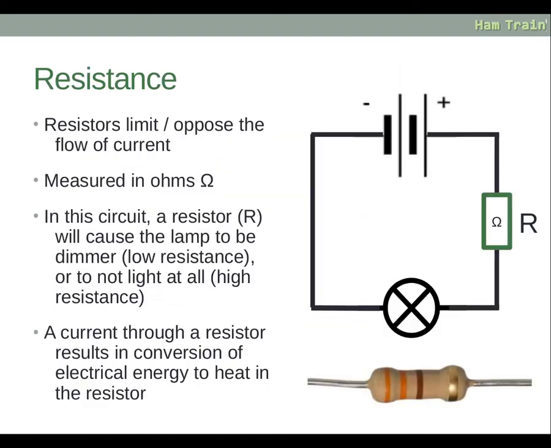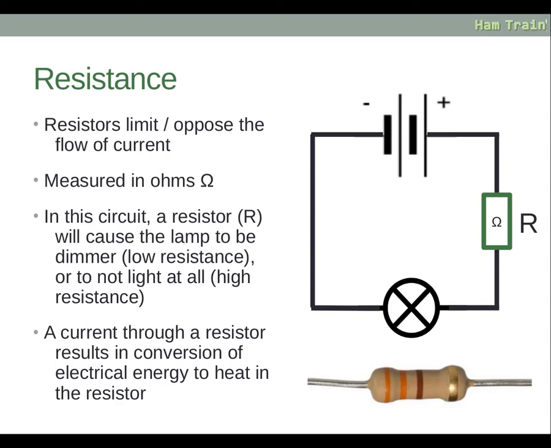Next is resistance. Resistors are components that limit or oppose the flow of current. They slow it down. They decrease it. This is measured in ohms, and the symbol you see there is the omega, which is the symbol for resistance.